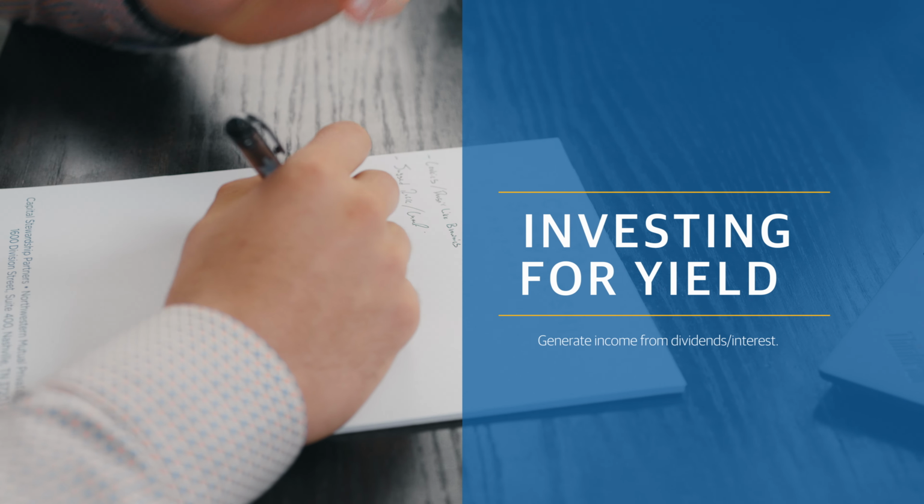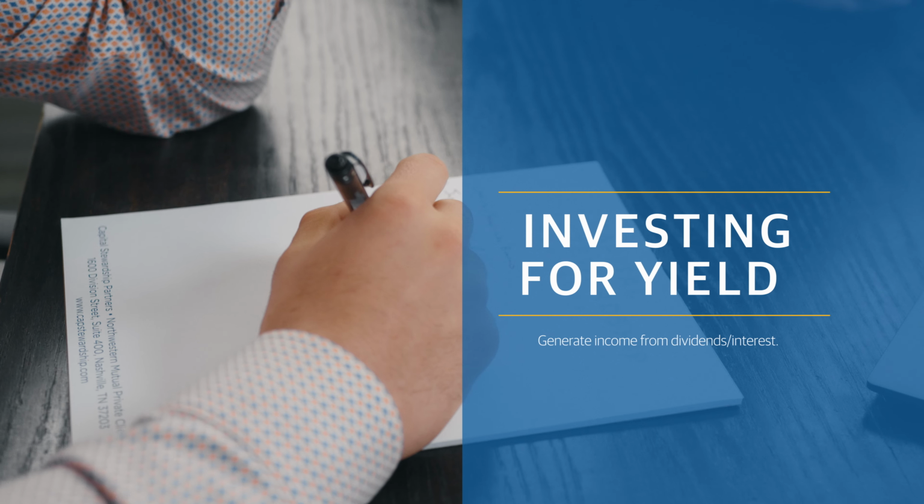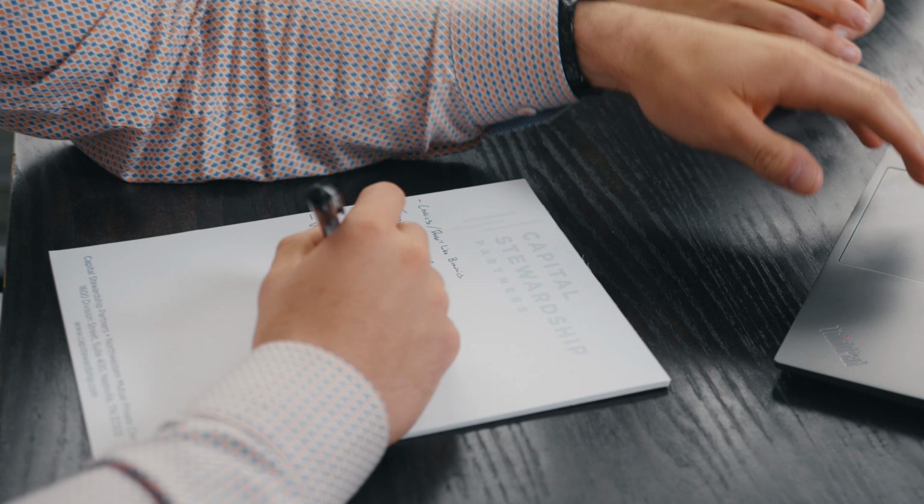The second method is investing for yield. Investing for current income. So the advantage of investing for yield is the cash flows are pretty predictable. The underlying values are less relevant. The disadvantage of investing for yield is it's less diversified.